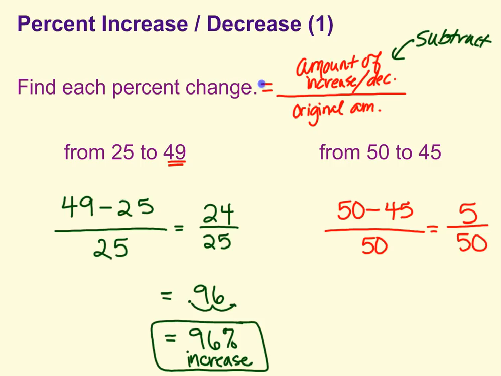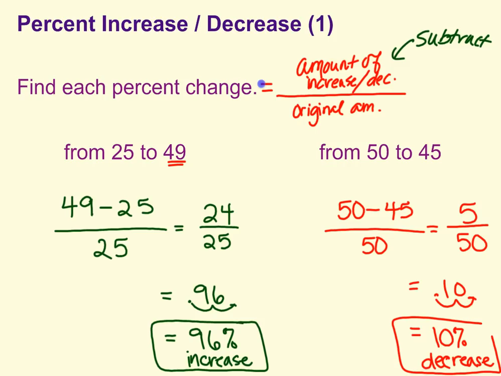We're working on getting this to a percent, so we'll go ahead and divide that. 0.1. And then to get that into a percentage, just move your decimal over twice, fill in any zeros, and we actually get 10%. But again, just 10% isn't the entire answer. You want to say if you had an increase or decrease. Because the numbers went down, 10% decrease. That's how you do percent change.